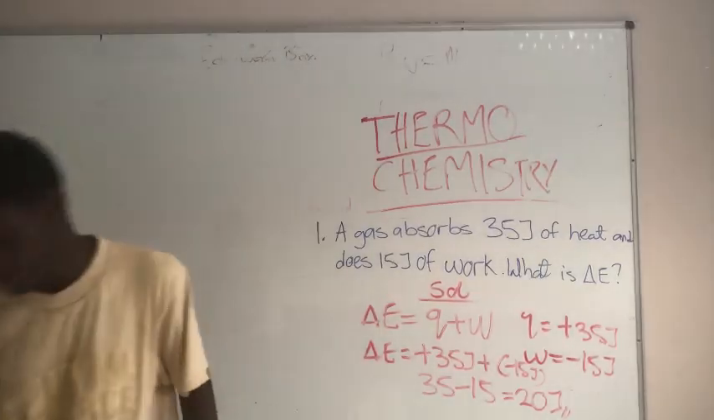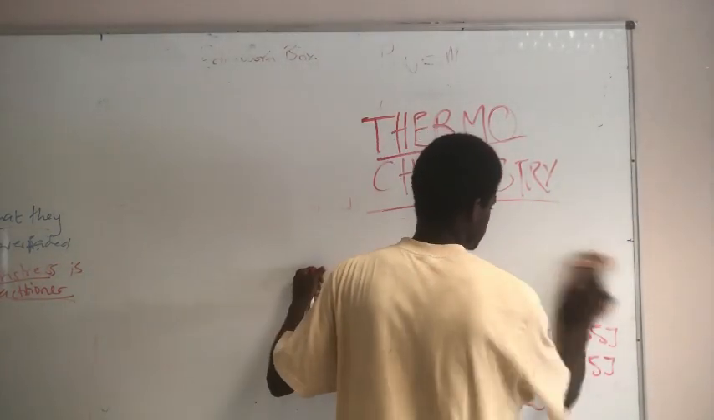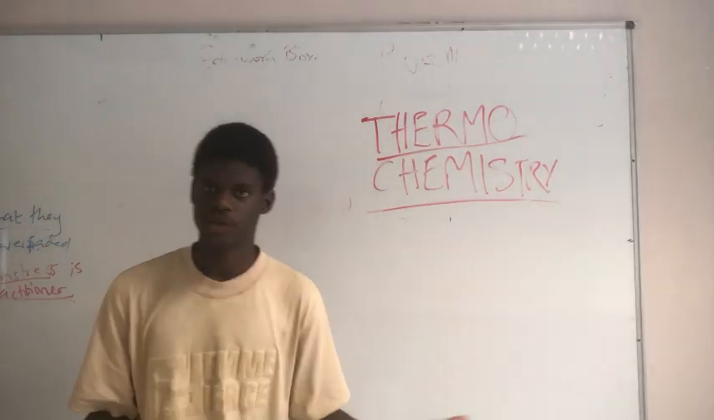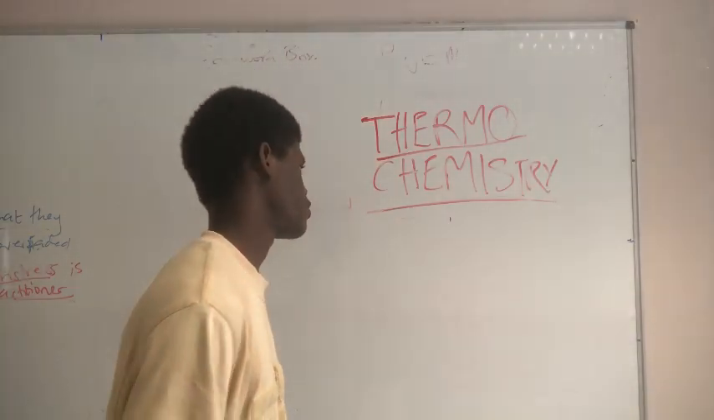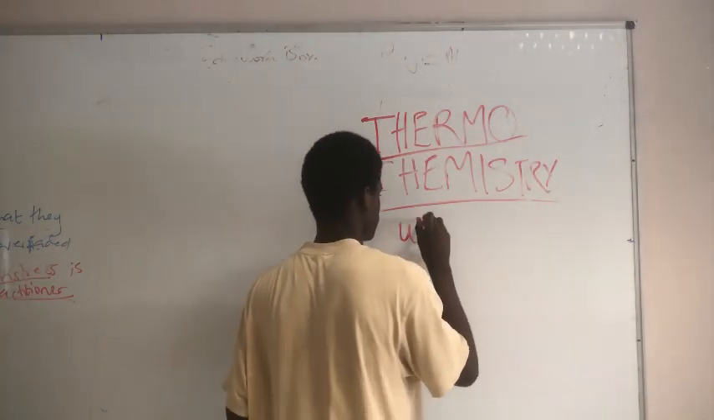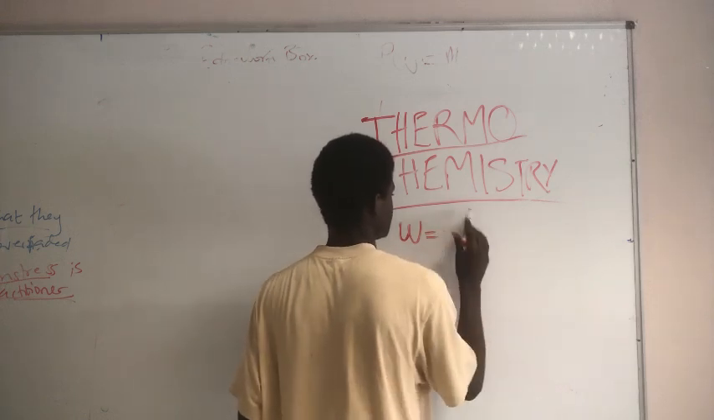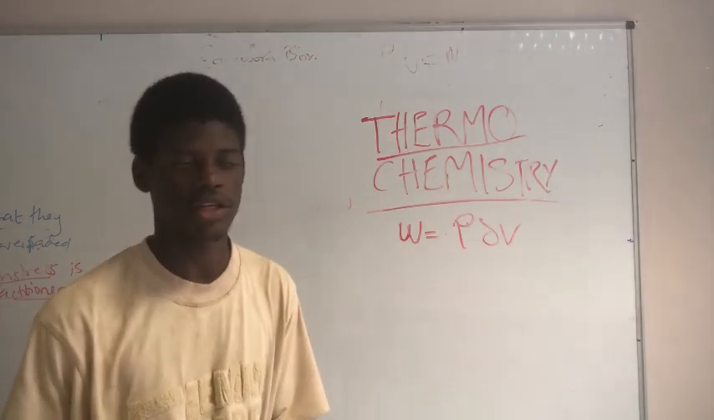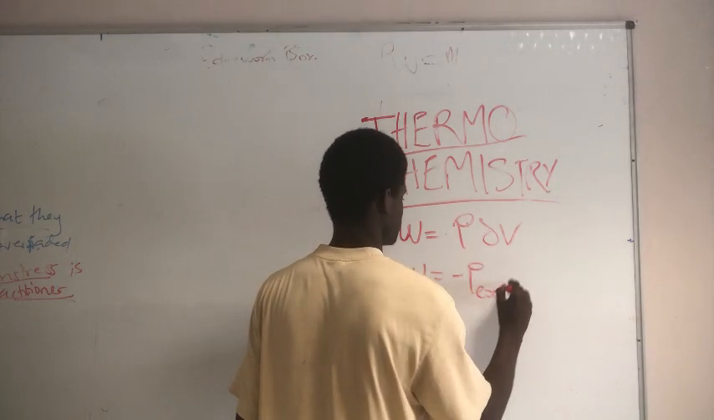Here is another formula for work. You know that work is force times distance, right? There is a way they derive it, but I won't be deriving it now because you just need to know the formula. So this is the formula for work: minus, it's actually PdV. But when we are considering external pressure, that's when we use minus Px dV.